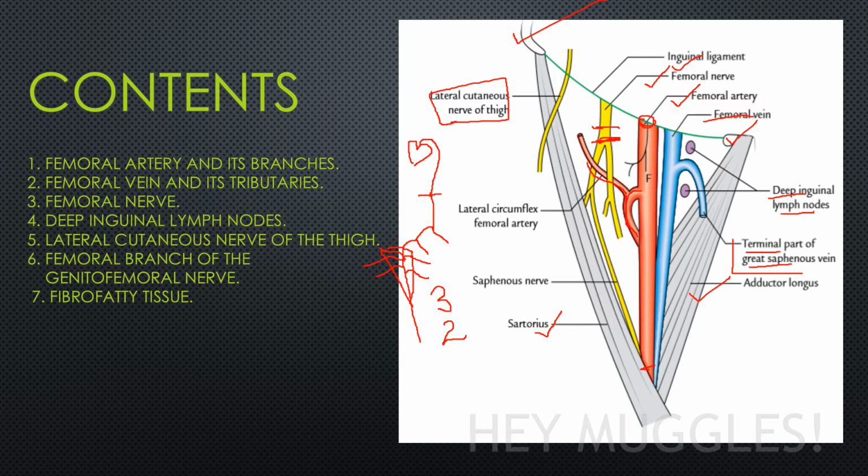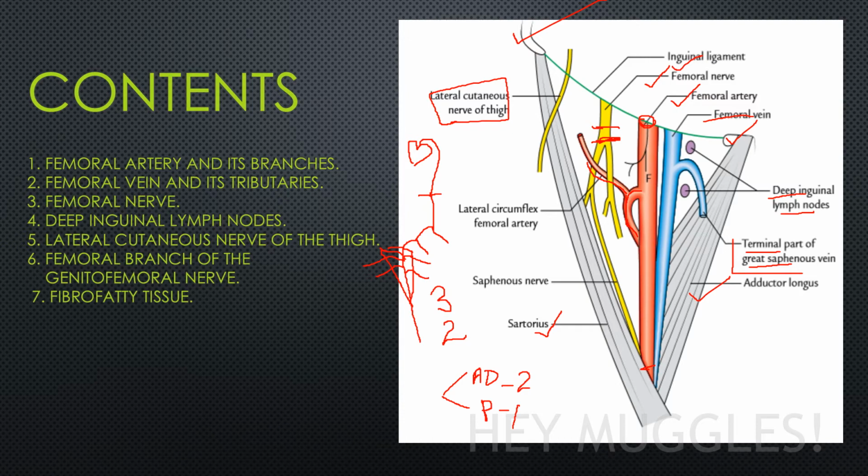The posterior division gives one cutaneous nerve, that is your saphenous nerve. So the femoral nerve gives two branches, right? This is your anterior division, this is your posterior division. The anterior division gives two cutaneous branches and the posterior division gives one cutaneous branch, that is your saphenous nerve, right?